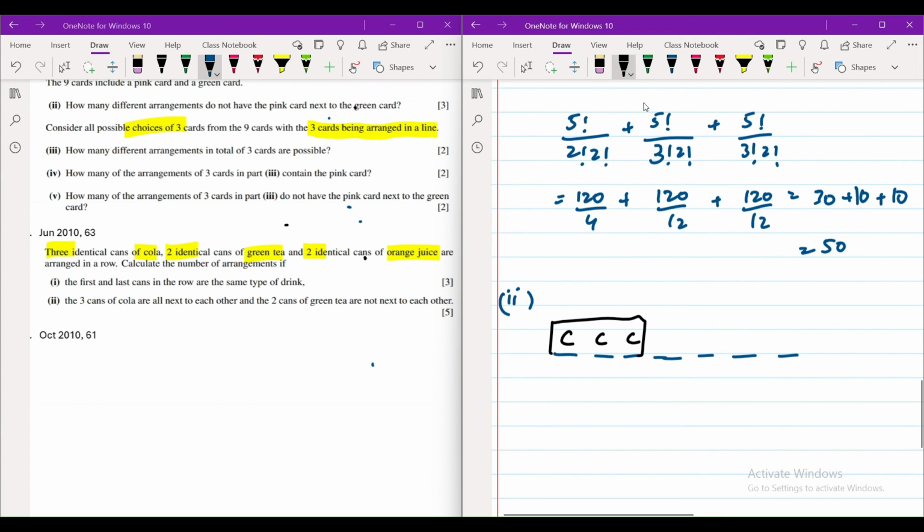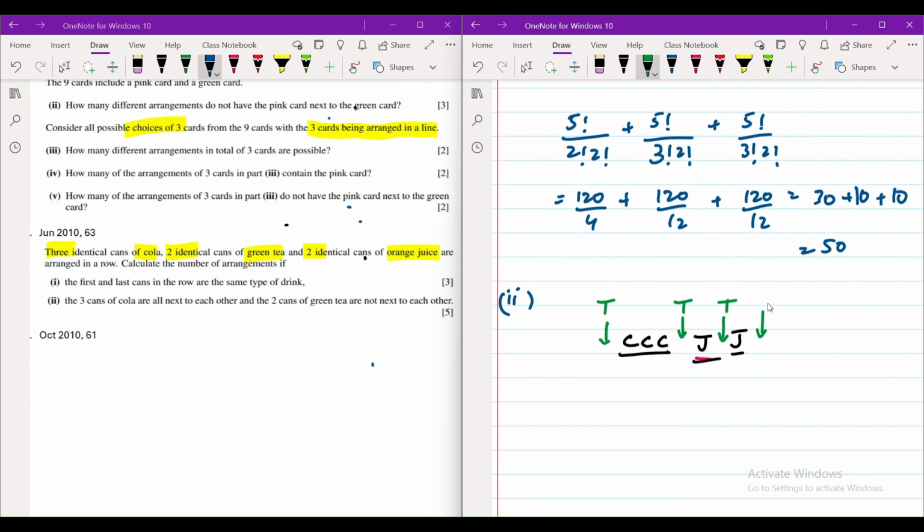So this means that, okay, let's see this first. So we have 3 cans of cola all together, 2 juices, right? But the 2 cans of tea, they can be placed here, they can be placed over here, they can be placed over here. One of them, each one by one, they can be placed over here. So we have 4 possible choices for tea, but since we just have 2, right?